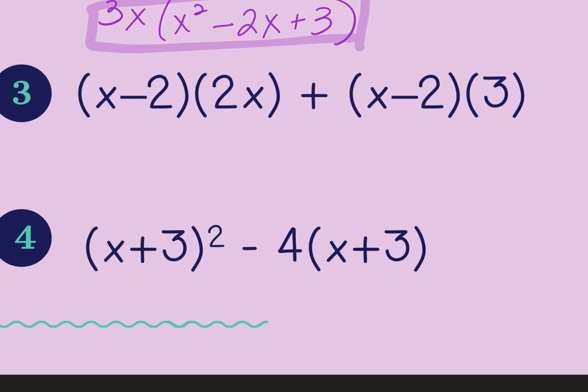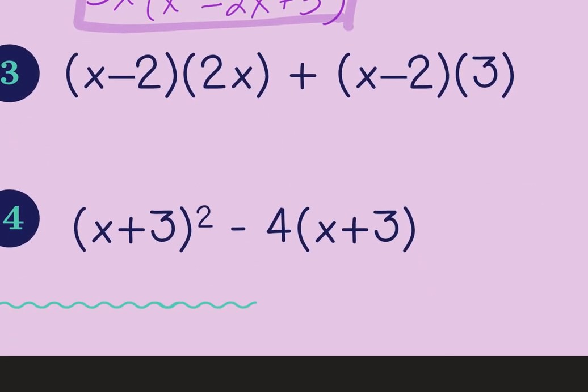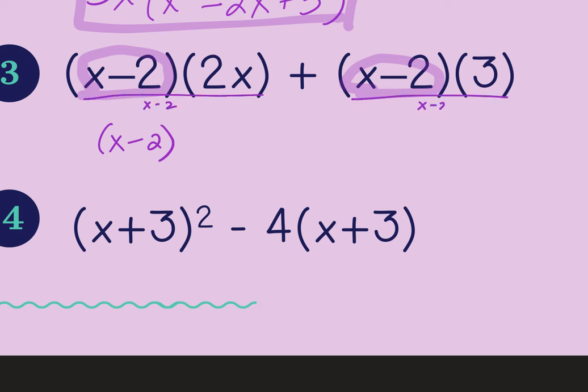Okay, 3, a little bit different. What's in common on both those terms? X minus 2, a whole binomial, okay? So I take that out and put it at the front. Oh, so you do it by terms. Yep. And I would basically be dividing this whole thing by x minus 2 and dividing this whole thing by x minus 2. So they would cancel from here and from here, leaving me with 2x plus 3.